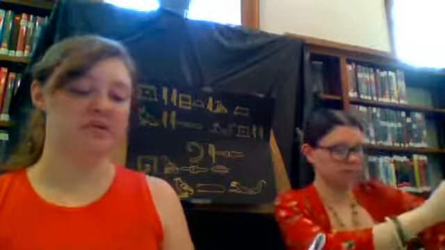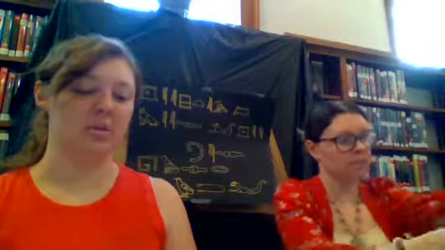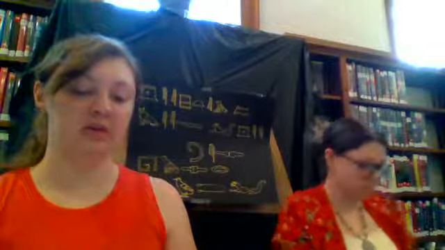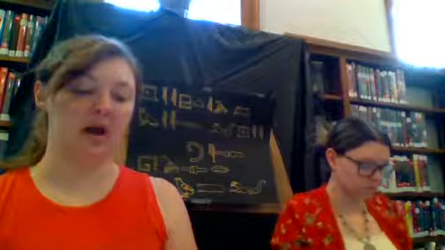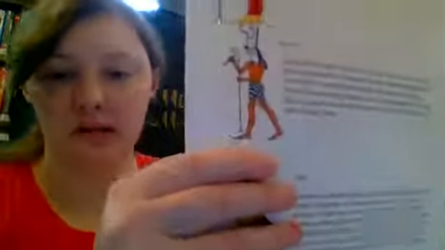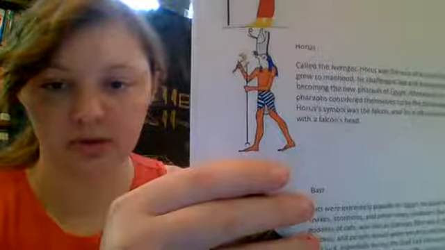And now we have Horus. Called the Avenger, Horus was the son of Isis and Osiris. When he grew to manhood, he challenged Set and eventually defeated him, becoming the new pharaoh of Egypt. Afterwards, all mortal pharaohs considered themselves to be descendants of Horus. Horus's symbol was the falcon, and he is often pictured as a man with a falcon's head. So you can see him there with the bird head.